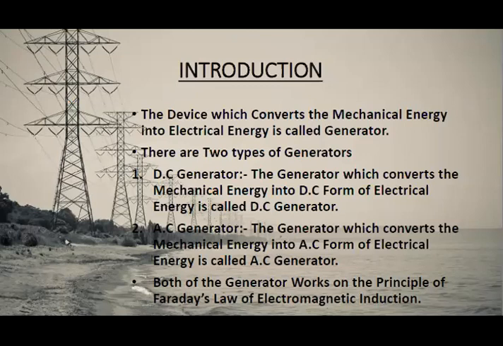So, the device which converts the mechanical energy into electrical energy is called as generator, and there are mainly two types of generator, that is DC generator, the generator which converts the mechanical energy into DC form of electrical energy is called DC generator, and the second one is the AC generator, the generator which converts the mechanical energy into AC form of electrical energy is called as AC generator.